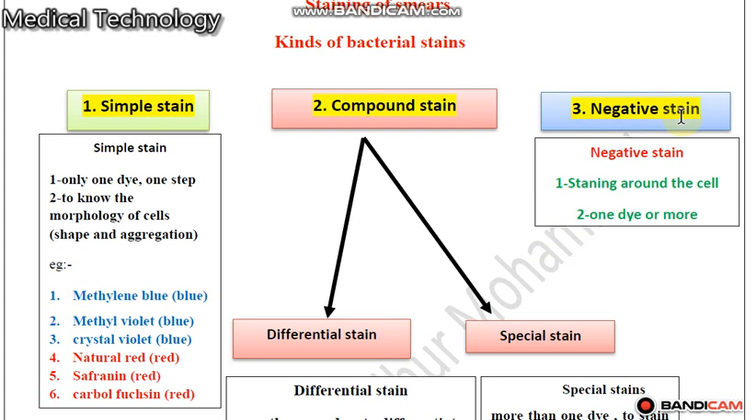Negative stain. Why is this called negative stain? Because it stains only the area around the bacterial cell. We use one dye or more, for example, ink stain or Indian ink.